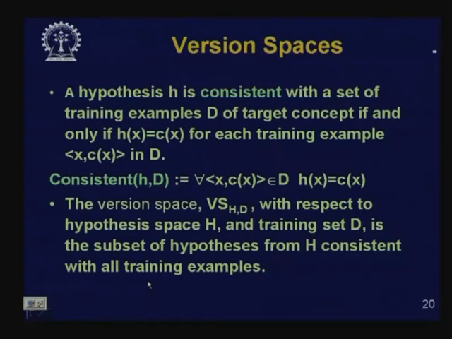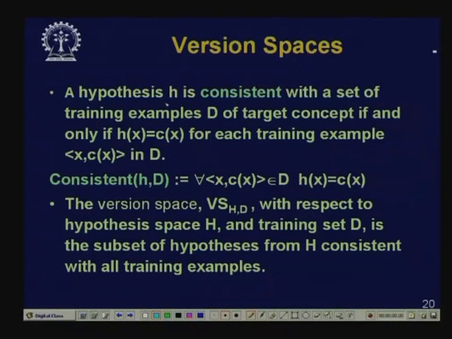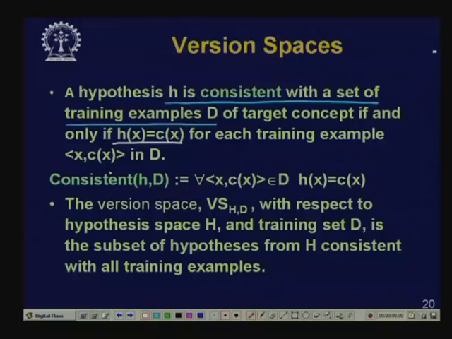So, a hypothesis, more formally, a hypothesis H is consistent with a set of training examples D if and only if H(x) = C(x), where C is the target concept that we are trying to learn. So, if a hypothesis H agrees with the target classification C for every training example that we have seen, then that hypothesis is consistent with the training examples.